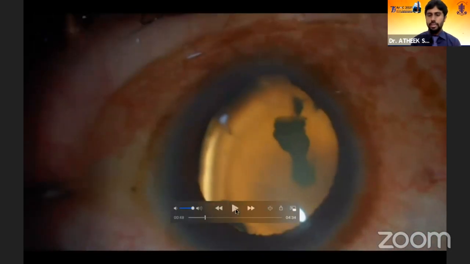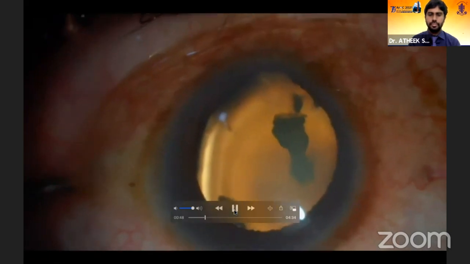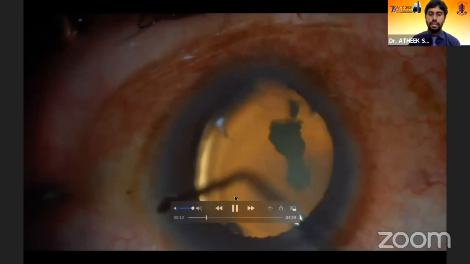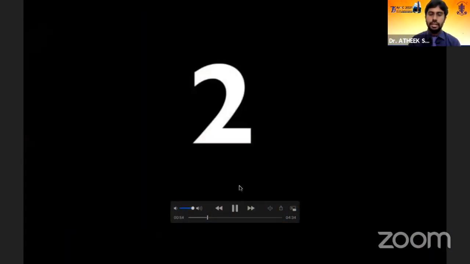This was a patient which we operated. The patient has an inferonasal coloboma, and you can see here some amount of zonular support is missing. This is about 3 clock hours of zonular support missing. Luckily, we were able to counsel the patient and get him to theater at a little early stage. This is not a hard cataract.